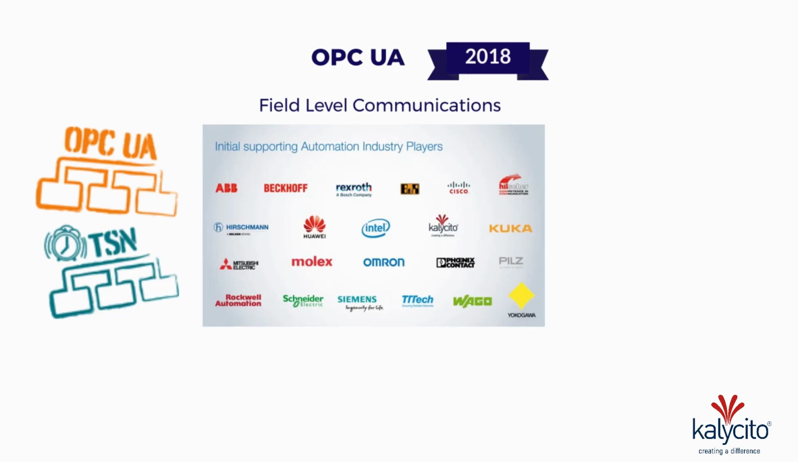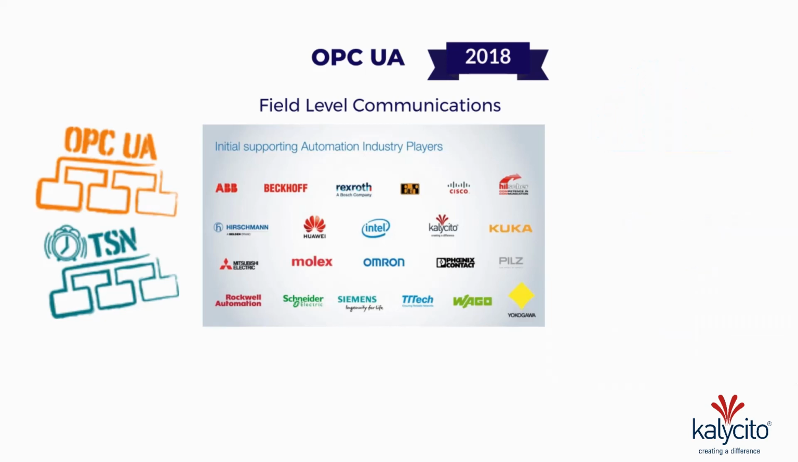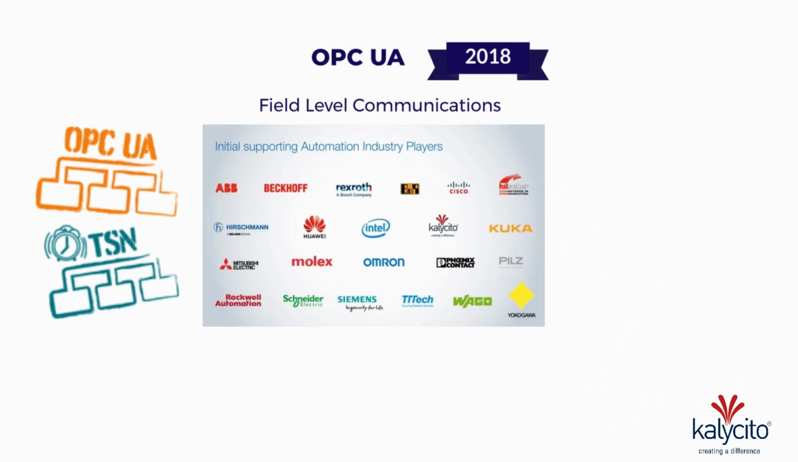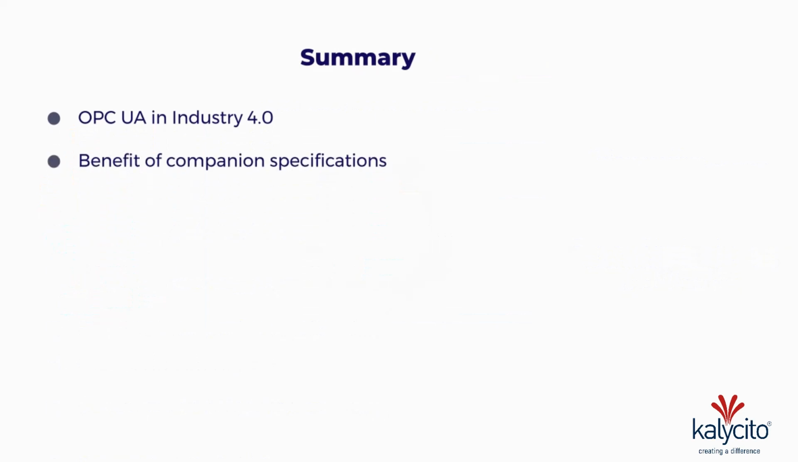This initiative aims to enable vendor-independent interoperability right from the sensors, actuators, and controllers in the field layer and up to the cloud for all relevant industrial automation use cases. The goal of this initiative is to deliver an open standards-based approach to implement OPC UA over TSN and associated application profiles like I/O, motion control, safety, and system redundancy. This initiative also integrates well with existing joint working groups engaged in development of ongoing companion specifications related to machine applications.